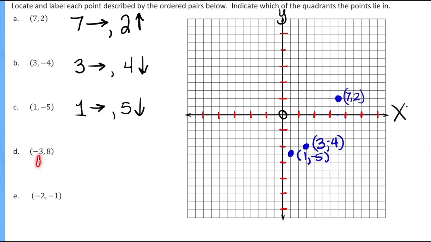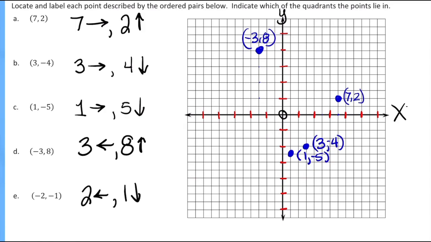Okay, now we got some negatives coming up. So -3, so I'm going to move 3 to the left, and +8, 8 up. Okay, 3 to the left, and 2, 4, 6, 8 up. Here's a -3, 8. And lastly, I have -2, -1. So I'm going to go 2 to the left and 1 down. So 2 to the left and 1 down. Here's -2, -1. And so there are all my points, Math Marbles.